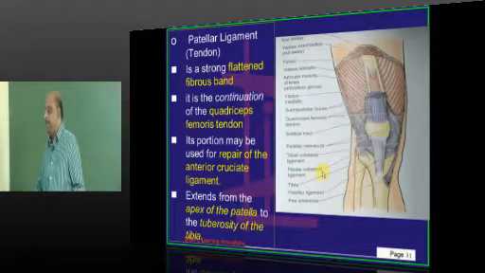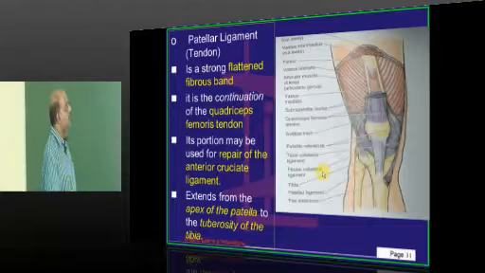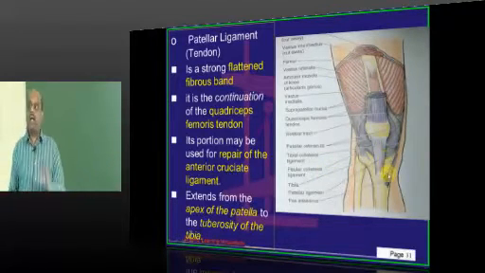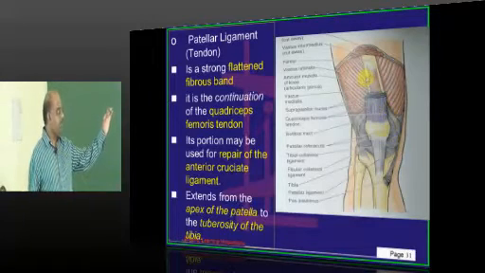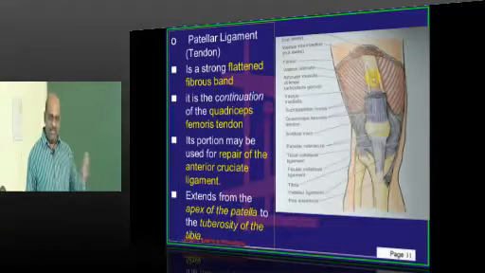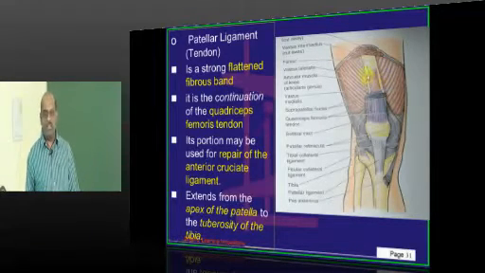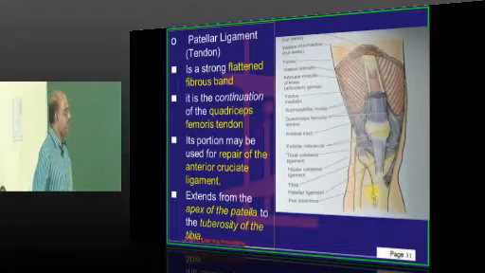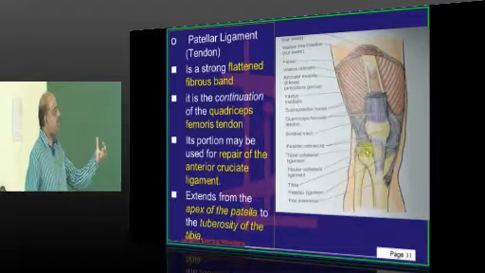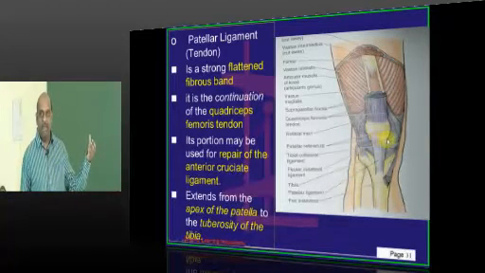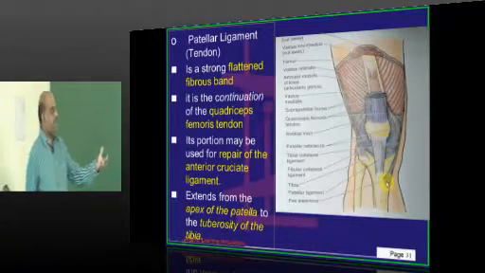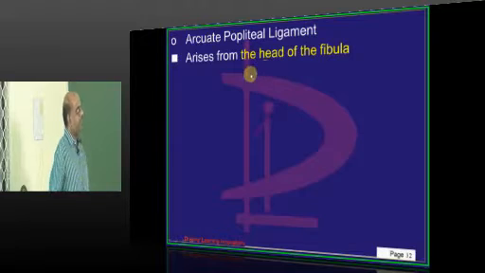Then comes the patellar ligament. Basically, it is a fibrous band-like structure and it is a continuation of the quadriceps femoris. What is quadriceps femoris? Vastus medialis, vastus lateralis, intermedius and rectus femoris are called quadriceps. That extends as the patellar ligament. And you can use a part of it in order to repair the anterior cruciate ligament as a surgeon tomorrow. It extends from the apex of the patella to the tuberosity of the tibia.